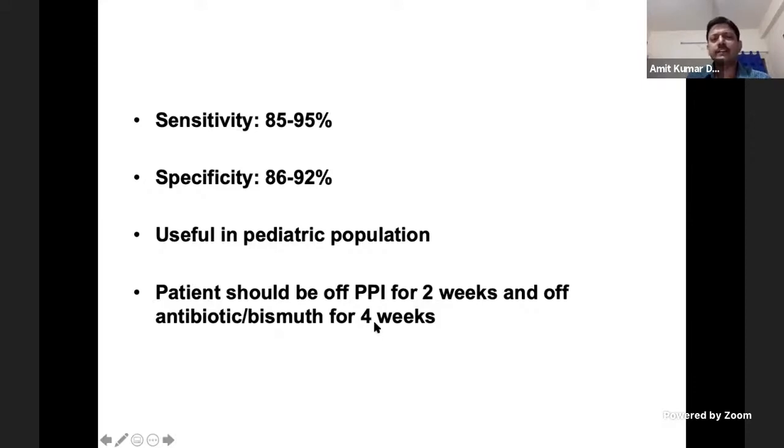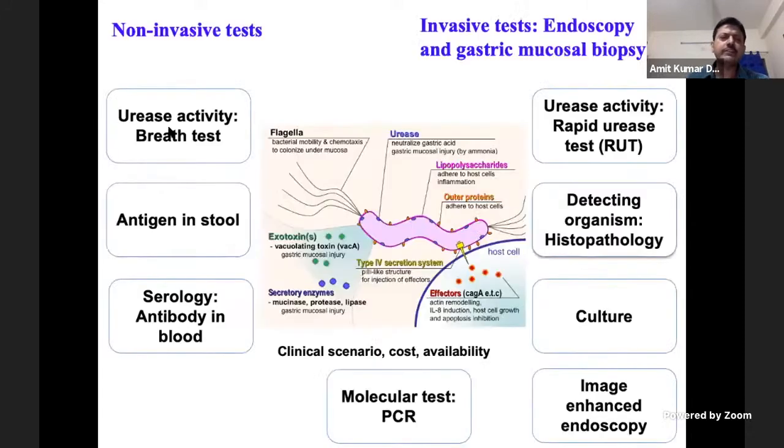One good thing is that GI bleed actually affects the performance of many of the tests, but for the stool antigen, the effect is lesser than it is for a breath test. So these are the two commonly done non-invasive tests. You have the urea breath test and the antigen in stool.